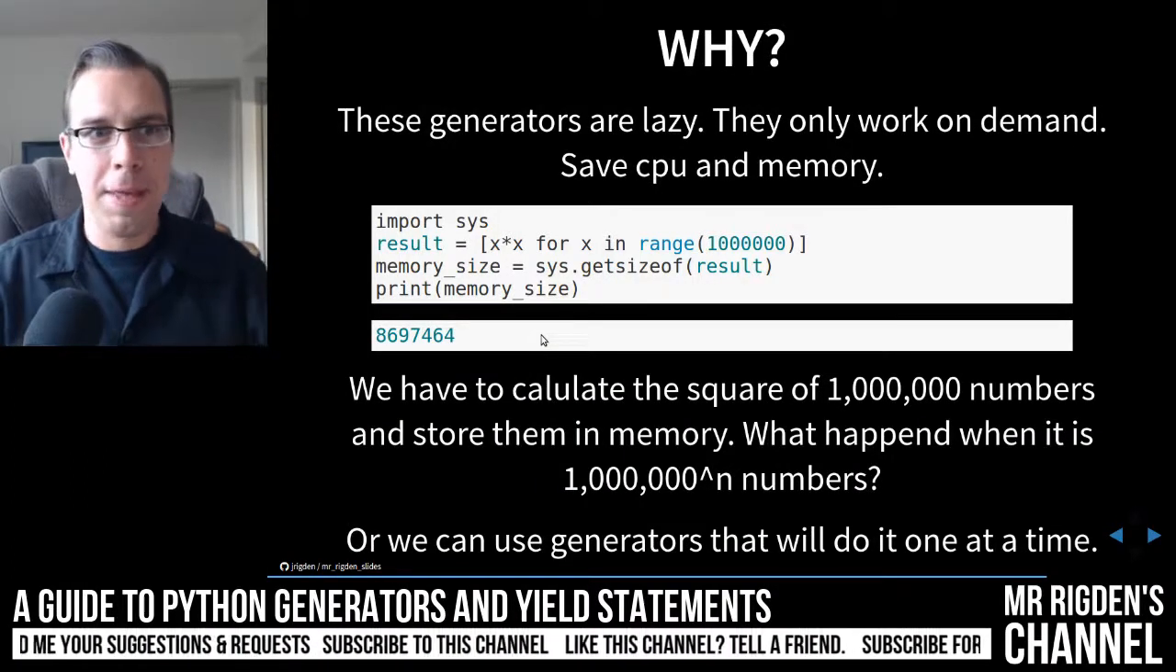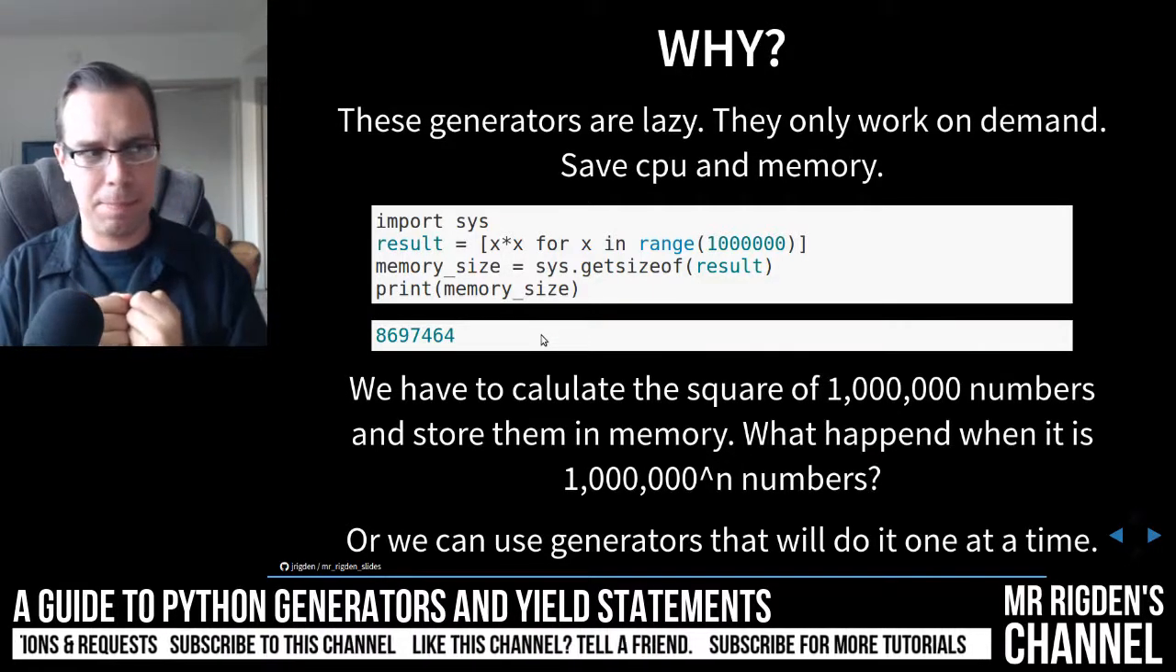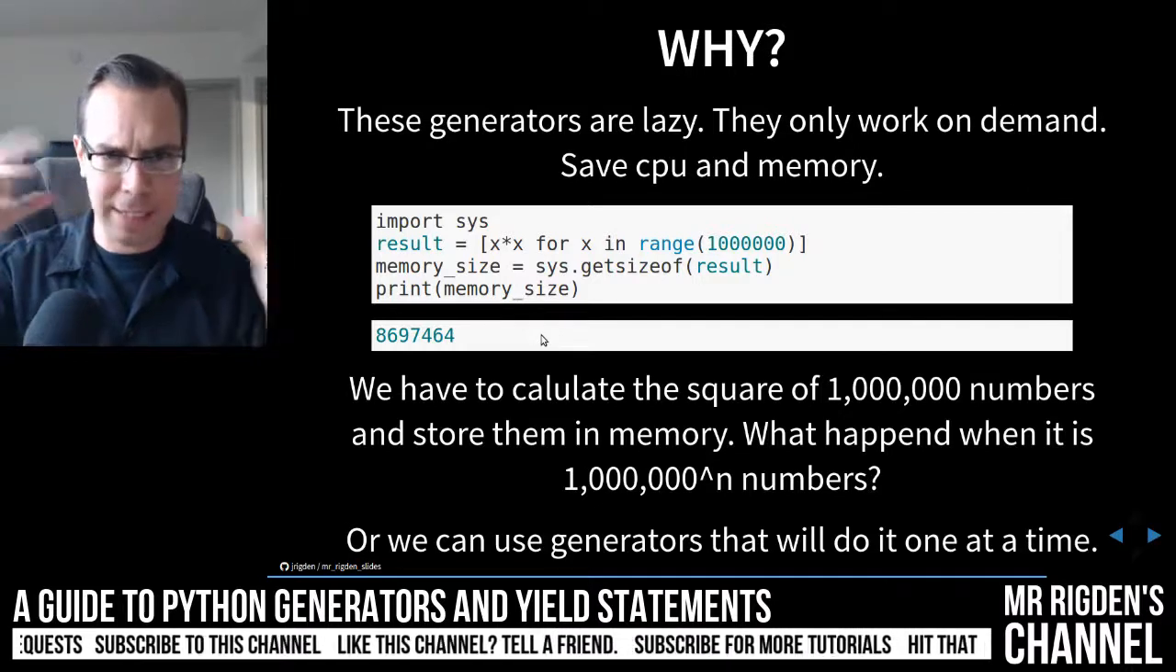Why? Why complicate things with these generators and yields? All right.